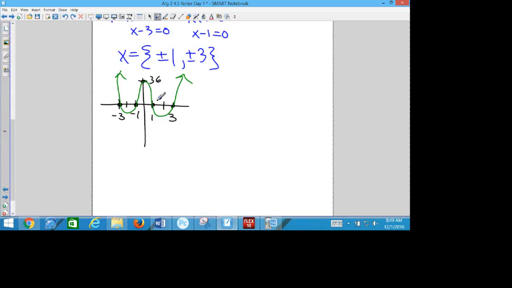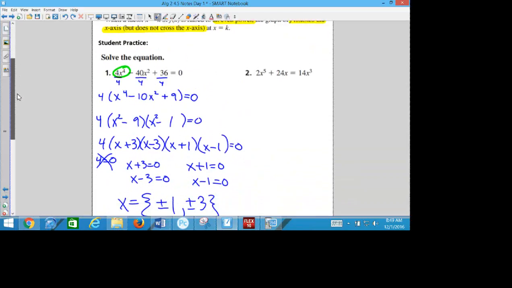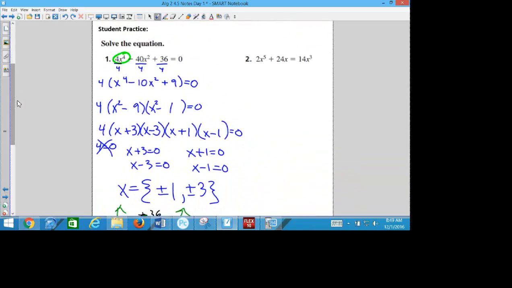Why did I just pass through at -3? Why didn't I do the little touch? Because there's only one of them. There's only one of each of these. All right, other one? Yeah, it is. It goes up to 36.